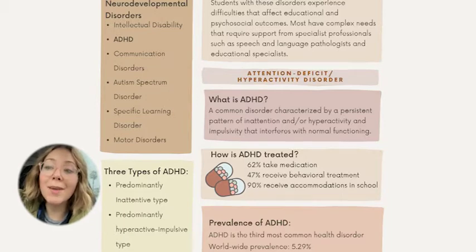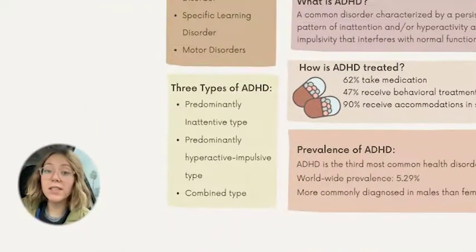Six or more symptoms of inattention or hyperactivity must be present for at least 6 months and negatively impact a person's social, academic, or occupational duties in order to be diagnosed. There are 3 types of ADHD. The first is predominantly inattentive. The second is predominantly hyperactive, impulsive, and the third is combined.